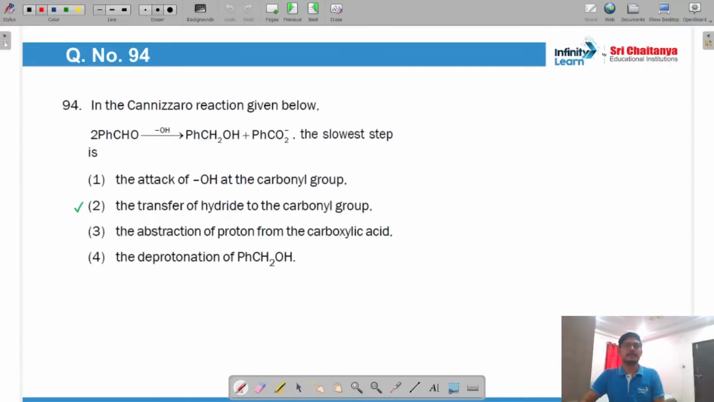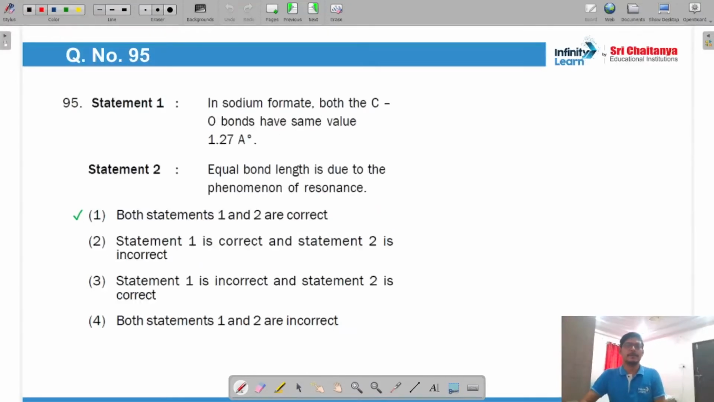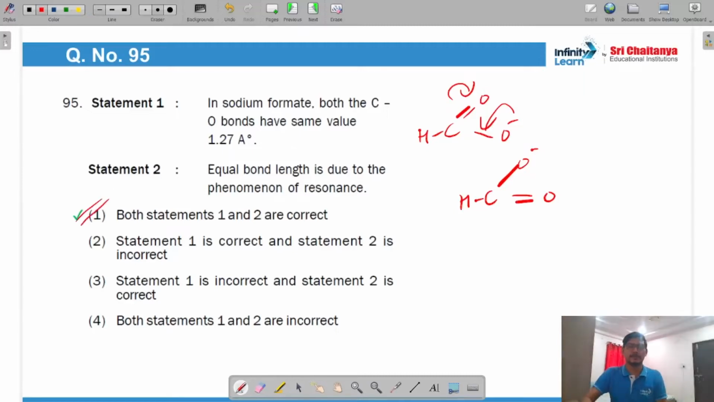In the Cannizzaro reaction, the rate determining step is the transfer of the hydride from one molecule to the other, right? In sodium formate, both the carbon-oxygen bonds have the same bond length. Yes, this is correct, because the resonance structures are equivalent, right? Equal bond length is due to the phenomenon of resonance. Yes, that is correct.